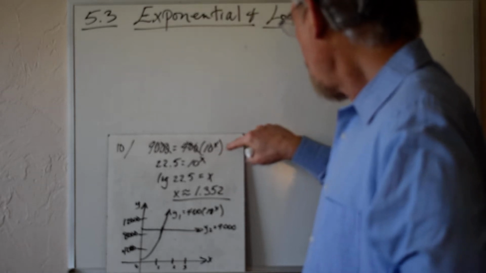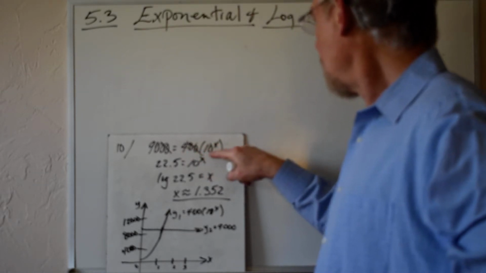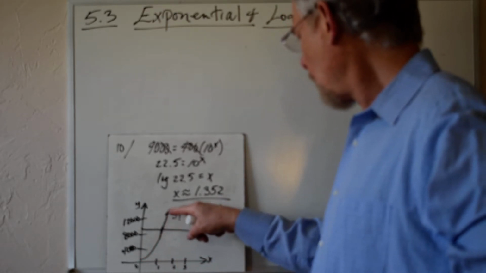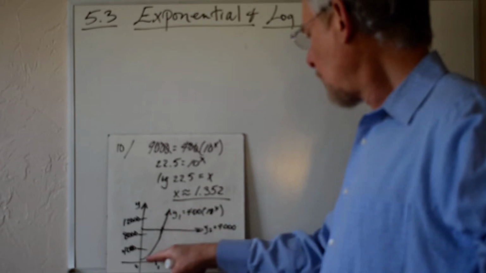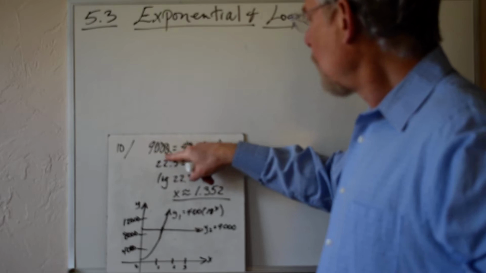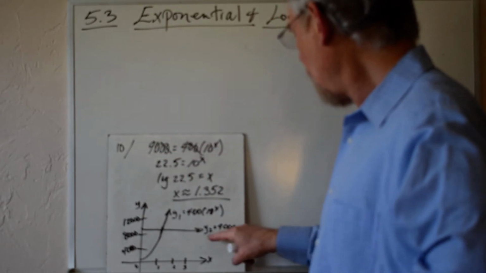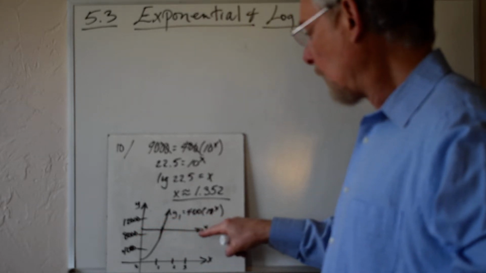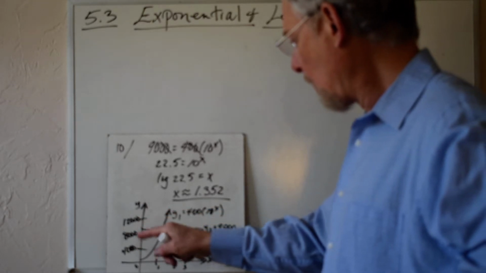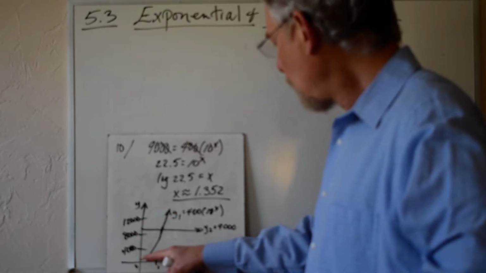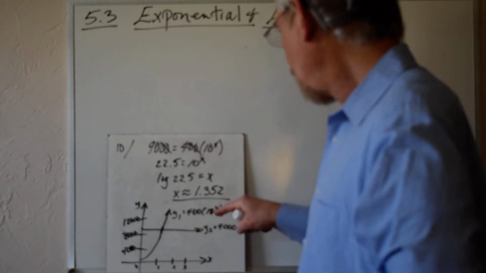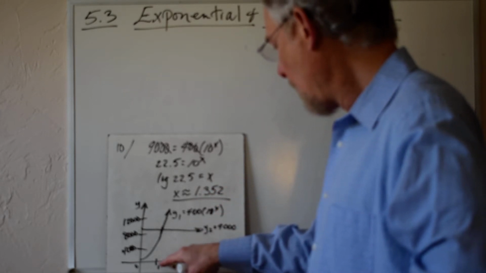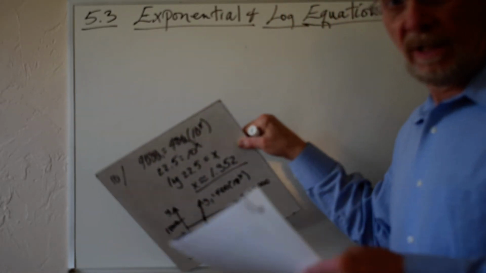If I call this expression on the right, 400 times 10 to the x, y1, then here's my function, this exponential curve here. Looks something like that. Then the expression on the other side of the equation, I'll call that y2. In other words, I'm saying let y2 equal 9,000. So it's that horizontal line going along at level 9,000 on my y-axis. If you trace along the function and get the point of intersection, you'll see that it is in fact 1.352. That's where the x value is. Good.